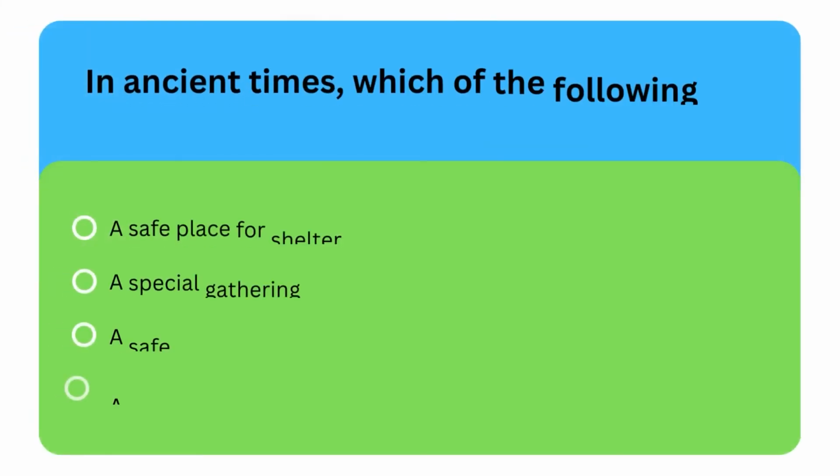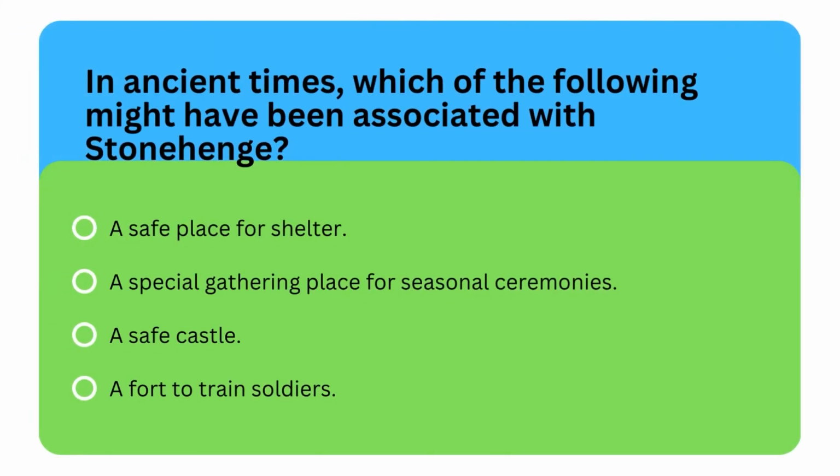Next question is in ancient times, which of the following might have been associated with Stonehenge? Options are a safe place for shelter, a special gathering place for seasonal ceremonies, a safe castle, or a fort to train soldiers. So the correct option is second option, a special gathering place for seasonal ceremonies.